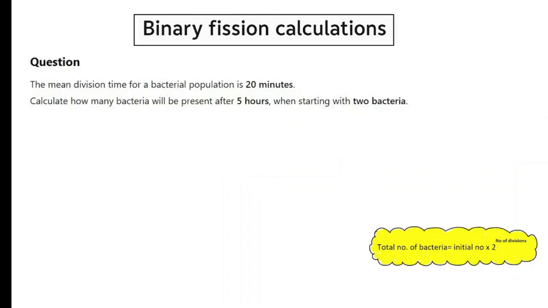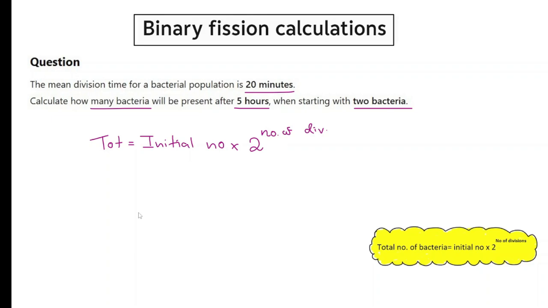Let's have a look at this example. The mean division time for a bacterial population is 20 minutes. So it takes 20 minutes for one division to take place. Calculate how many bacteria will be present after 5 hours when starting with 2 bacteria. So, the total number of bacteria is the initial number multiplied by 2 to the power of the number of divisions.